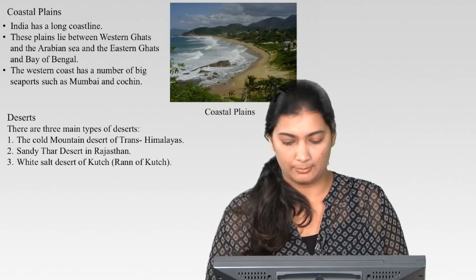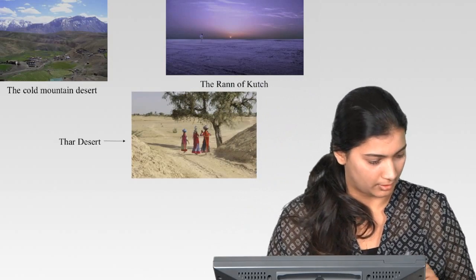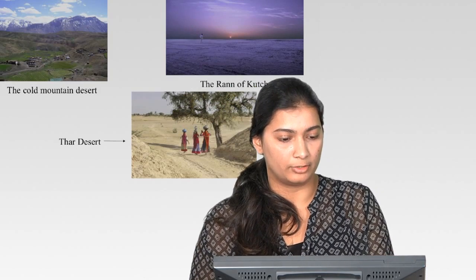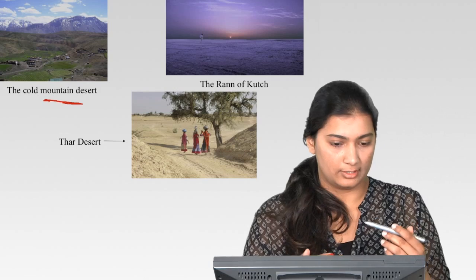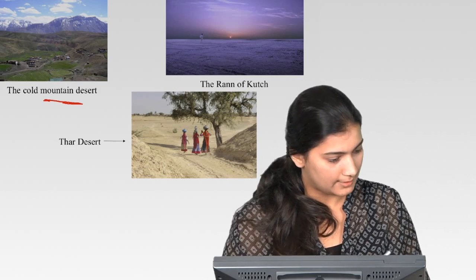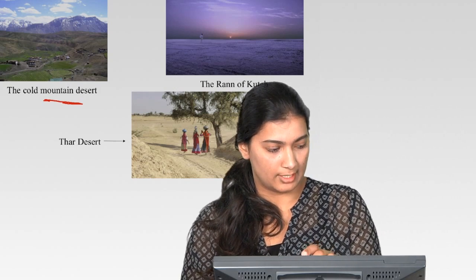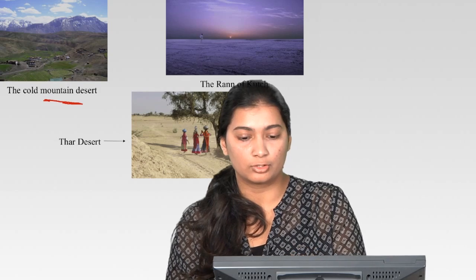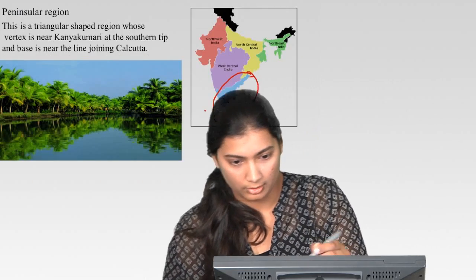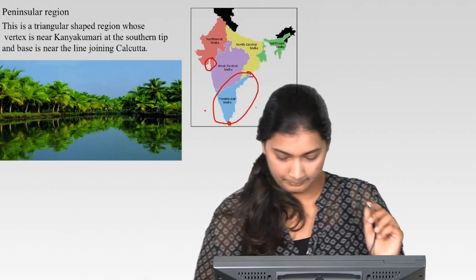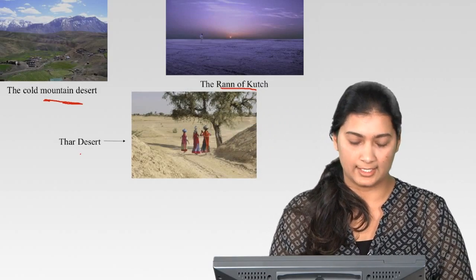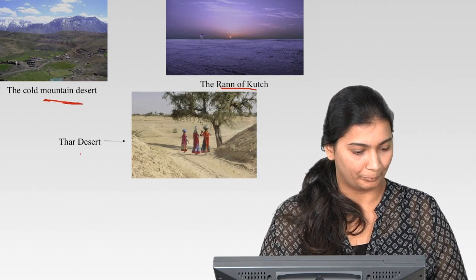There are three main types of deserts. I have pictures of them as well. The first type is the cold mountain desert. It is in the Trans-Himalayas, in between the ranges. The second one is the white salt desert of Kutch, which is also known as the Rann of Kutch. It's somewhere around here. And the third is the Thar desert, which is a sandy desert, and it is in Rajasthan.